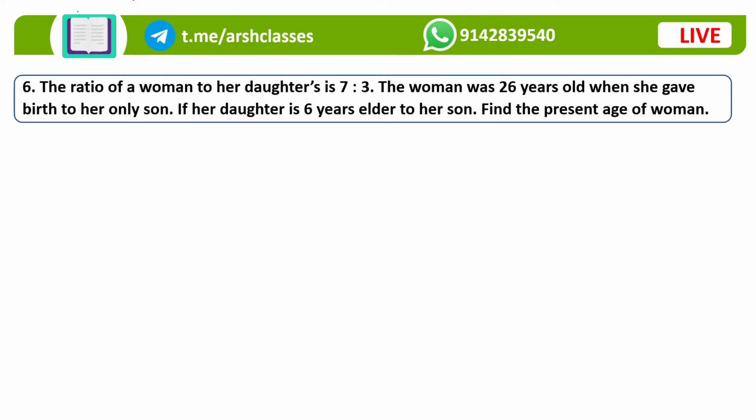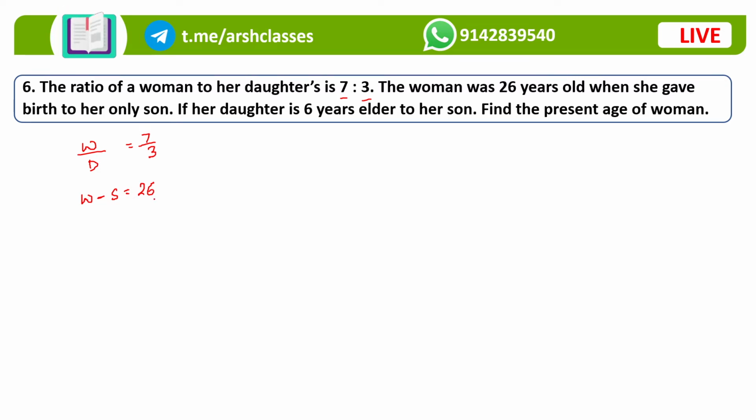So, here this says that the ratio of a woman to her daughter is 7:3. That means woman to daughter, so woman by daughter, we can say this is 7:3. Now the woman was 26 years old when she gave birth to her only son. So that means woman minus son will be equal to 26. Keep in mind the difference between the ages of two persons will always be constant.